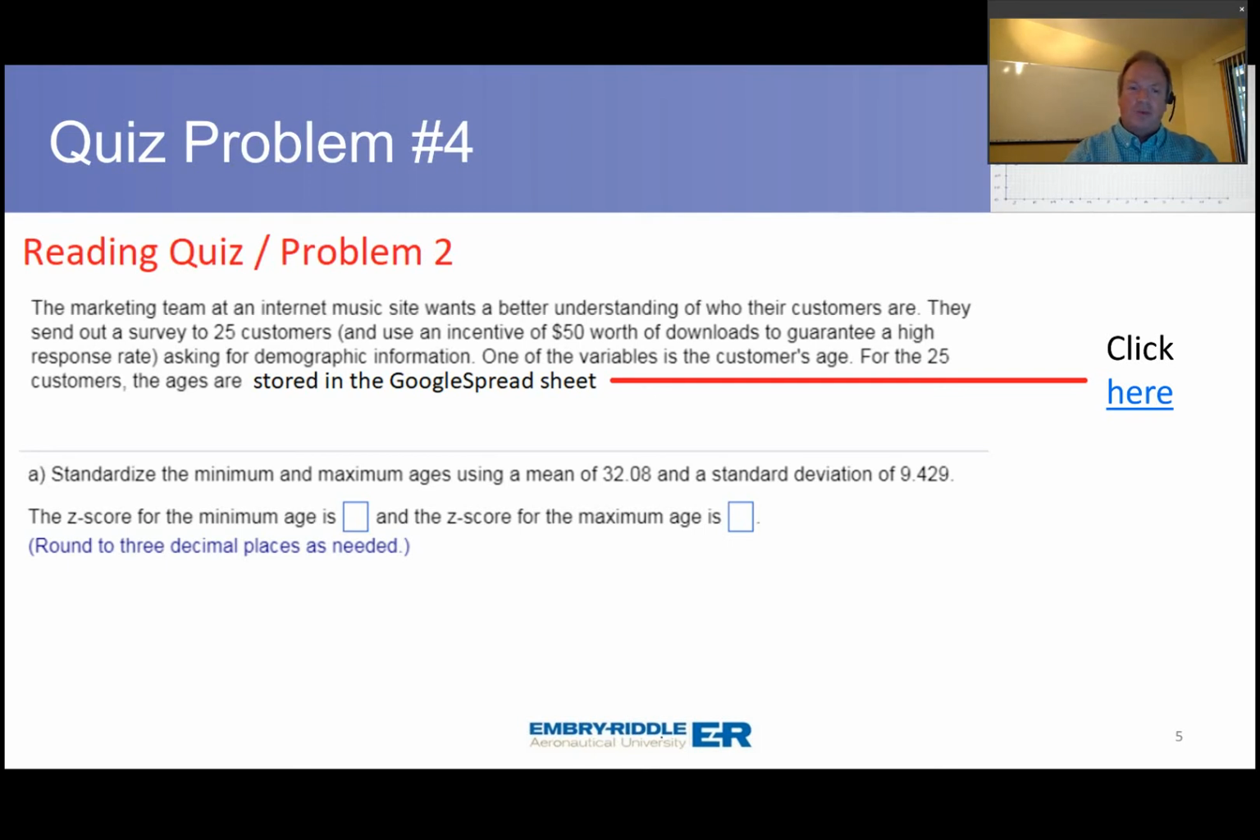But what I want to do is take the minimum and maximum ages and take the mean of that data set, which is 32.8, and the standard deviation, which is 9.429. And I want to compute the z-score for the minimum age and the z-score for the maximum age. So go ahead, stop the video. You can go ahead and open up StatCrunch to import this data set, sort them, find the minimum and maximum ages, and then using this mean and standard deviation, go ahead and compute the z-scores of the minimum and maximum age.